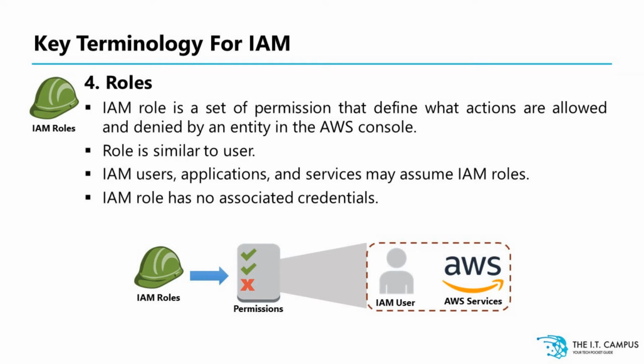Roles. An IAM role is a set of permissions that define what actions are allowed and denied by an entity in the AWS console. An IAM role is similar to a user in that it is an AWS identity with permission policies that determine what the identity can and cannot do in AWS. A role doesn't have any credential, password, or access key associated with it. Instead, if a user is assigned to a role, access keys are created dynamically and provided to the user. Role permissions are temporary. You can use a role to delegate access to users, applications, or services that don't normally have access to your AWS resources.